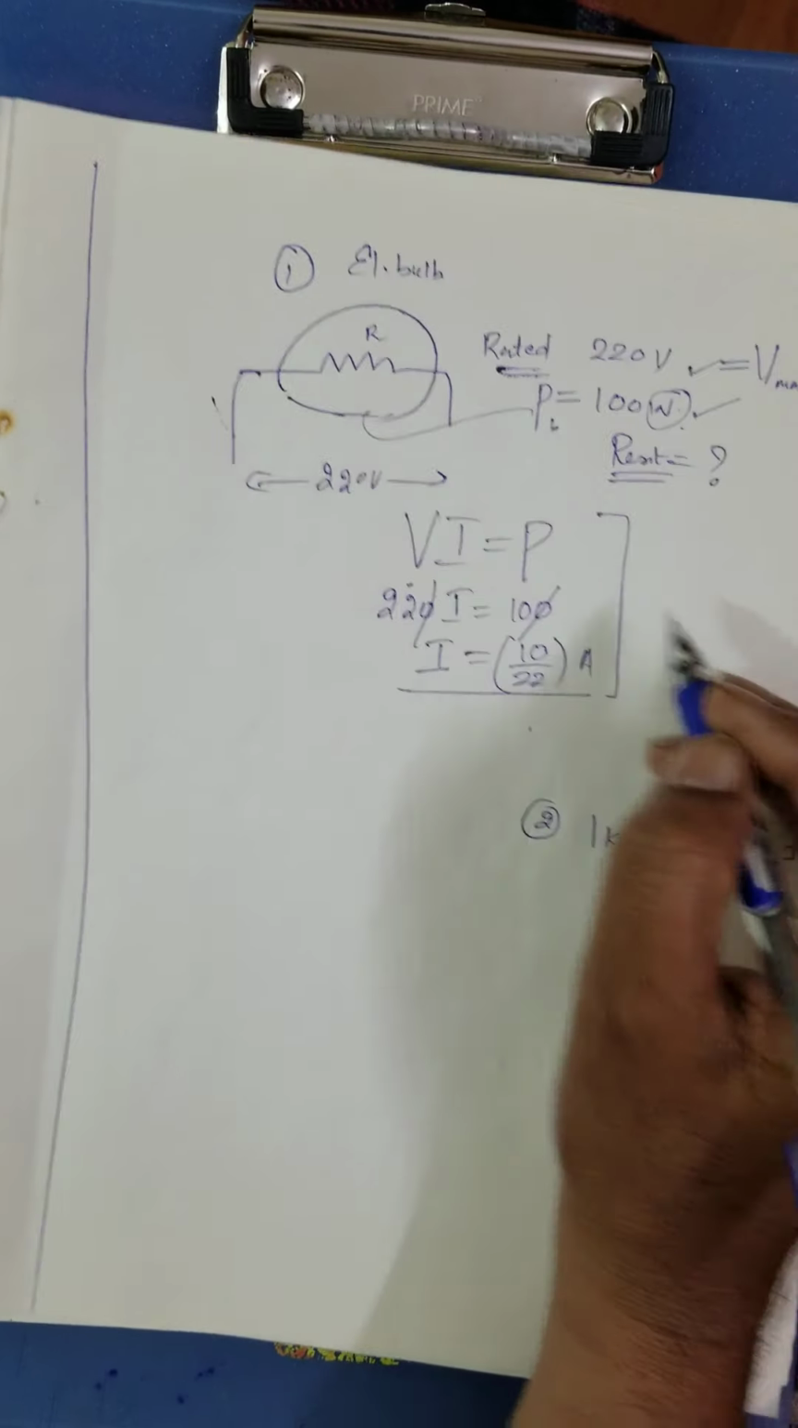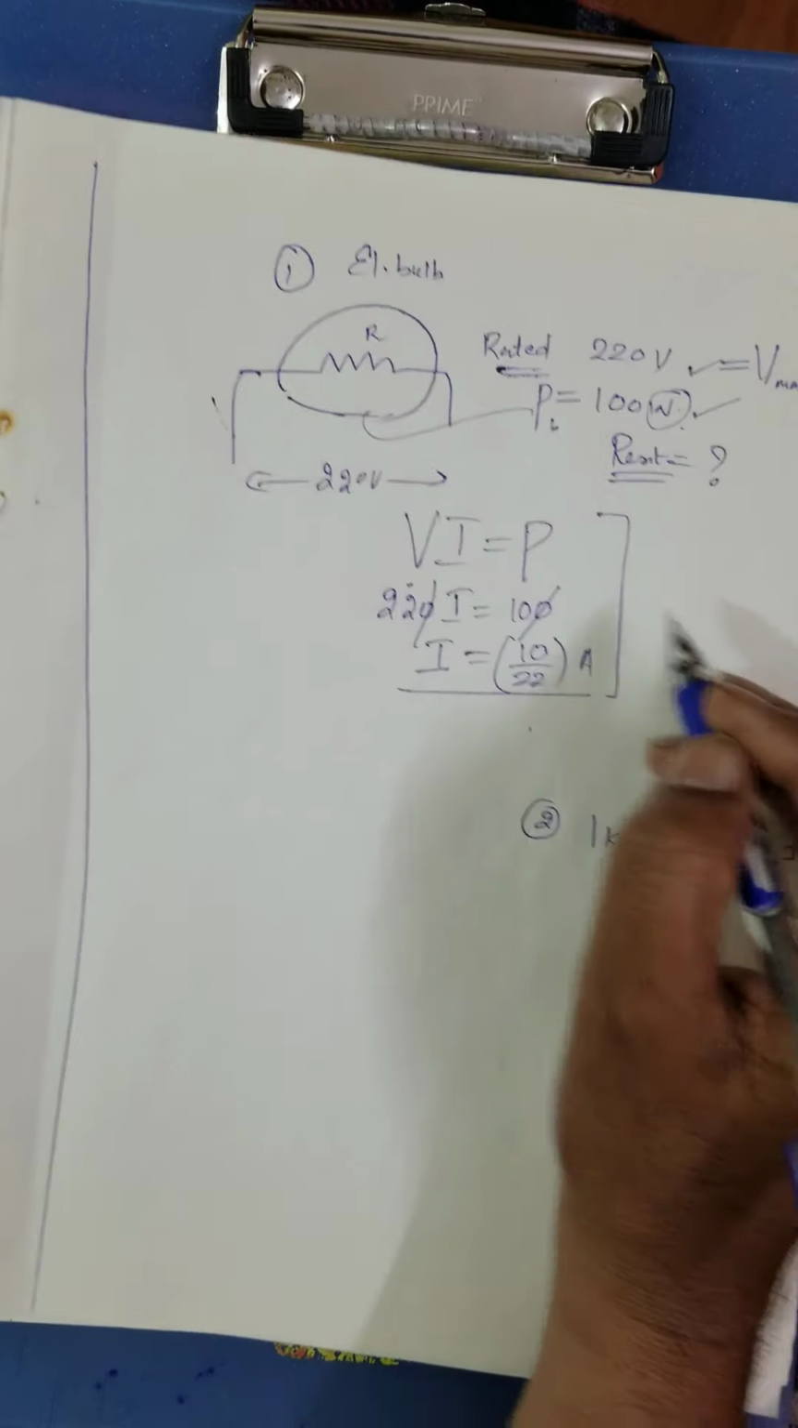1 kilowatt hour is equal to so much joules. Kilo is 10 to the power of 3. Watt is joules per second. Hour is 60 into 60 second. 1 hour. Second get cancelled. Here 10 to the power of 3. Kilo means 1000, isn't it? 10 to the power of 3.